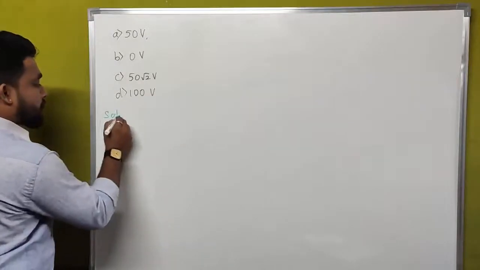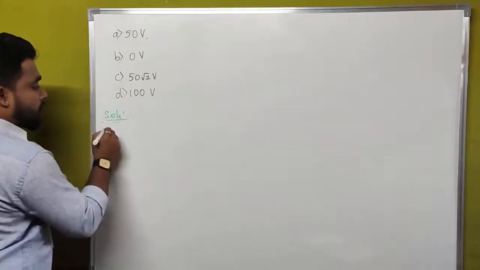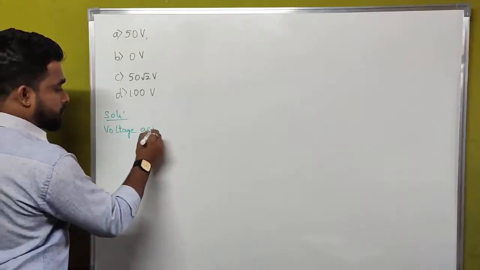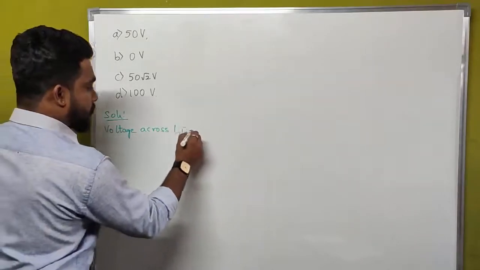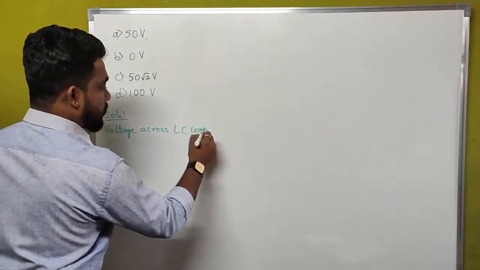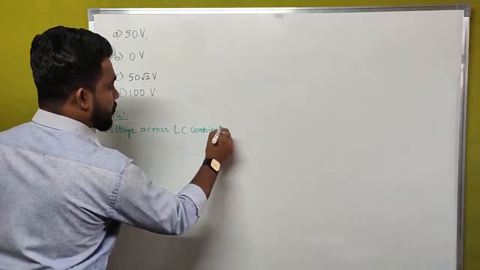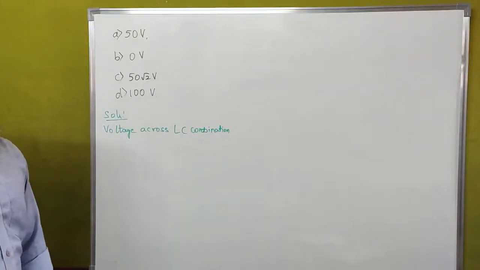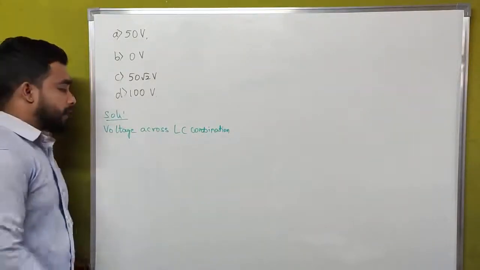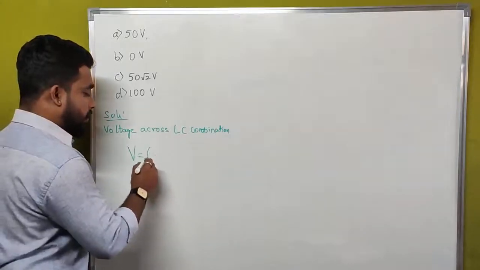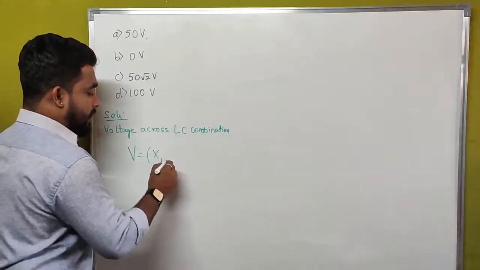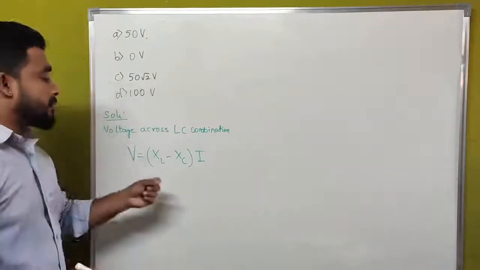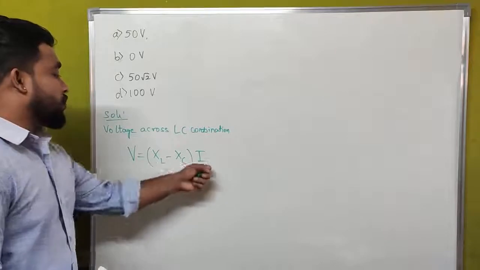Solution. Voltage across the LC combination. What is the expression for the voltage across an LC combination? That is V is equal to (XL minus XC) into I. This is nothing but our Ohm's law, V is equal to I into R.